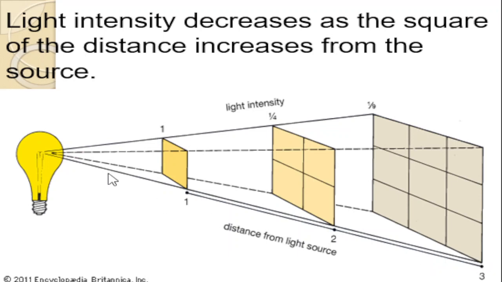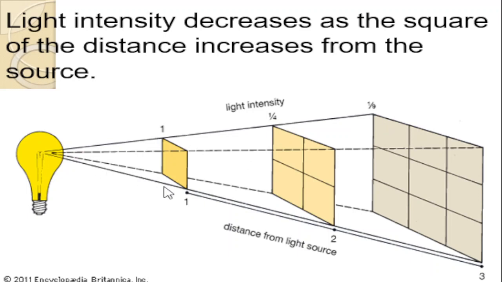If an object is located at 1 meter from the bulb, the light intensity at the object is 1. If the object is located at 2 meters, the light intensity becomes 1/4. Why does it happen? Because light decreases by the square of the distance, or as you go farther from the light source, the light intensity decreases.